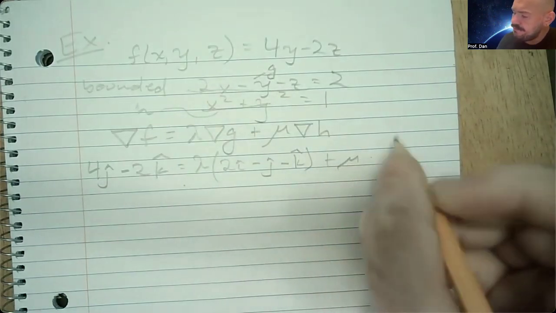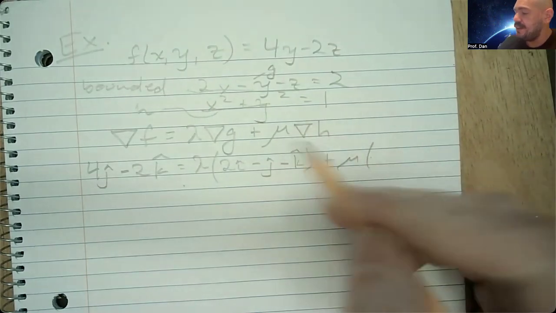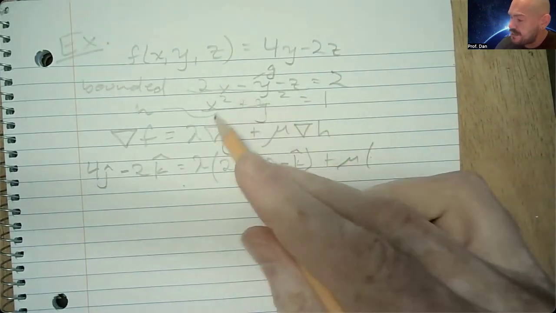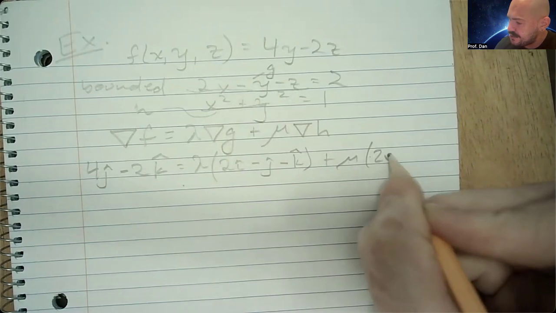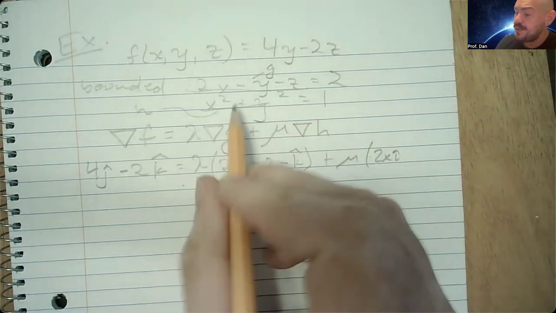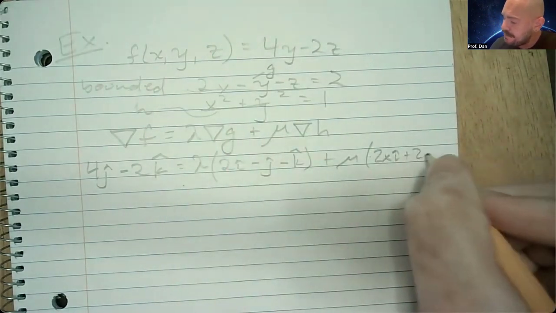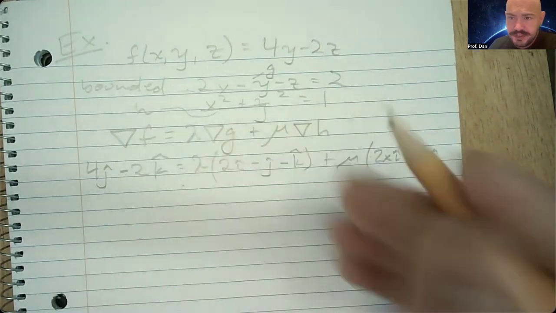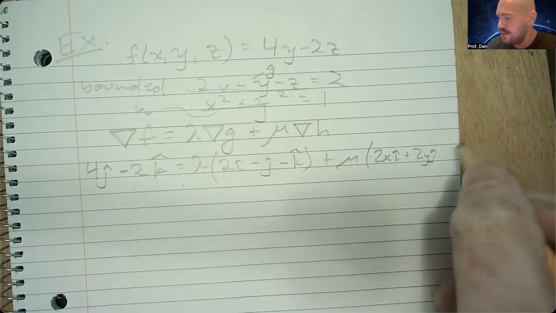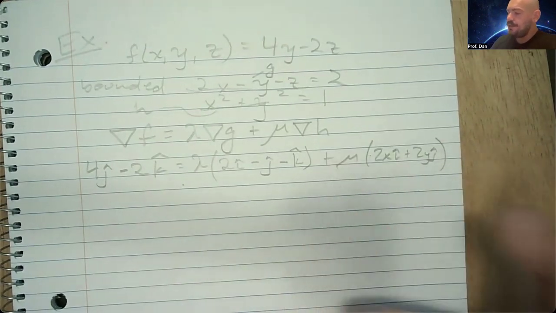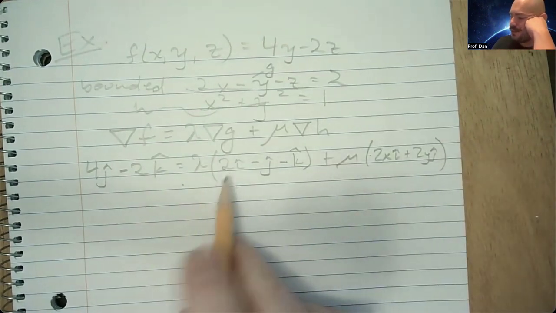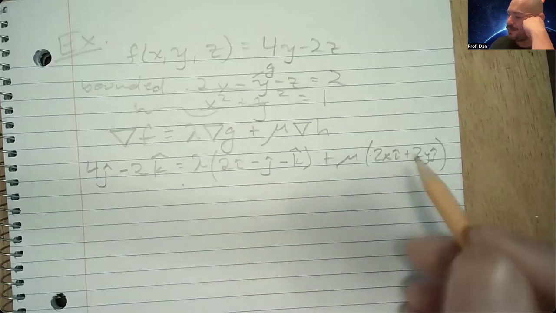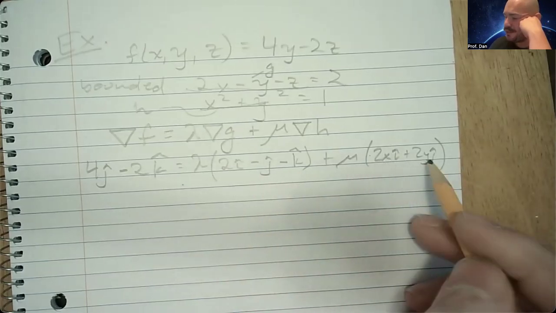Plus mu times the gradient of h. Derivative with respect to x is 2x. Derivative with respect to y is 2y. And there is no z, so that will be 0. This will not have a k component. So multiplying, I would get 2 lambda, negative lambda, negative lambda, 2 mu x, 2 mu y.